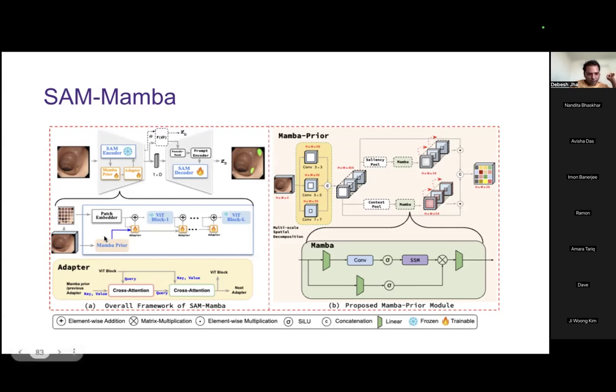Here is the adapter architecture. You have ViTs, and through this adapter we want to improve the ViT inside the SAM architecture. Using this, you generate masks, and you also have the prompt encoder, and then you pass it through the decoder and get the output. Basically, here we use Mamba to improve the contextual understanding. And this is our overall architecture for SAM-Mamba.